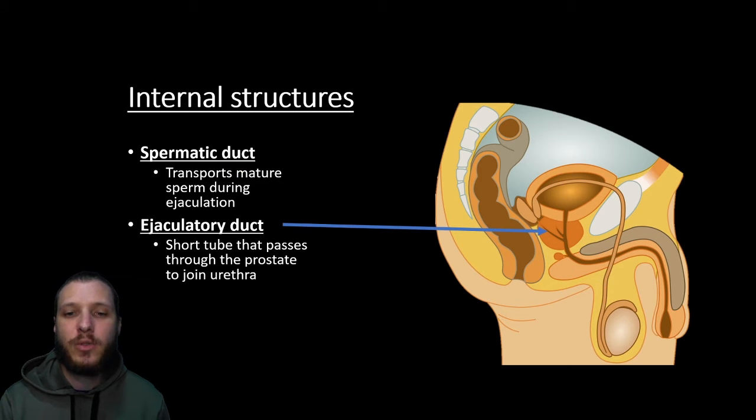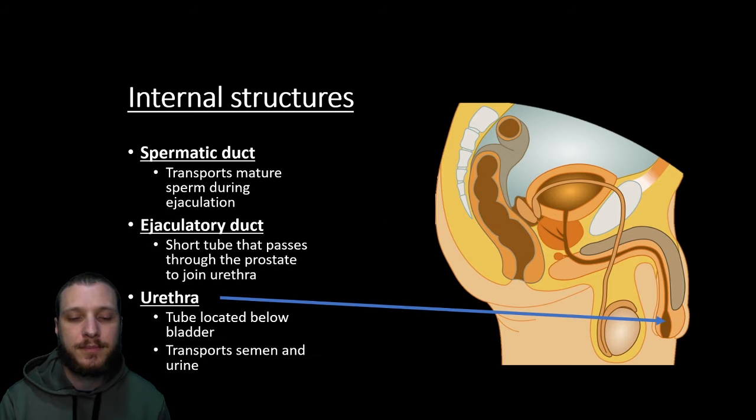Again, we have the ejaculatory duct. So further along the pathway, we're going to have a short tube that passes through the prostate that's going to join with your urethra. Again, the job of the prostate is going to be to release some seminal fluid to kind of assist and nourish the sperm cells.